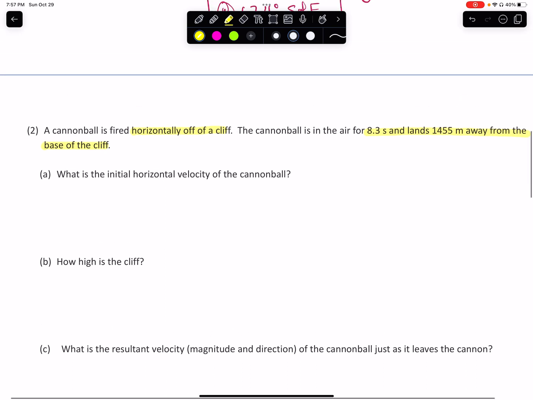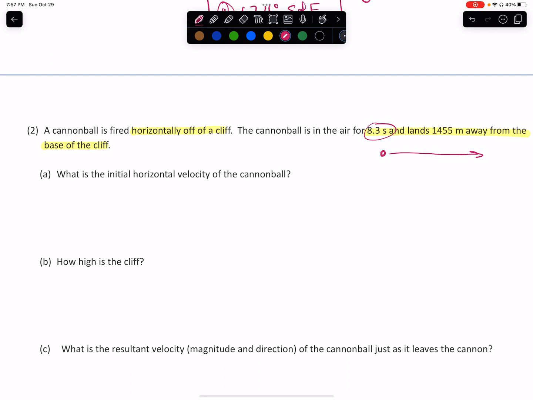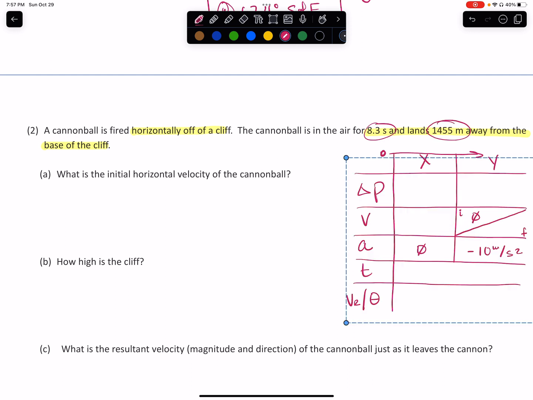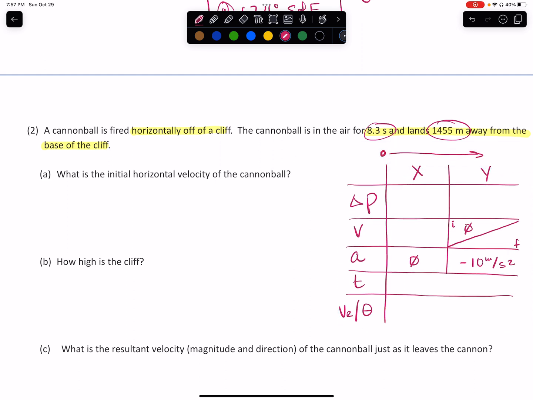All right, we basically have a cannonball that's being fired horizontally. We know how long it's in the air, and we know how far away it lands. So let's fill in our table here. We know how far away it lands, so that is our horizontal change in position. And we know the time that it's in the air, 8.3 seconds.